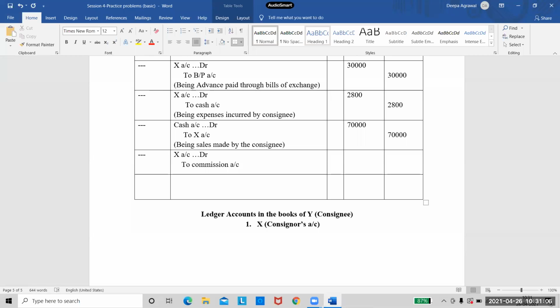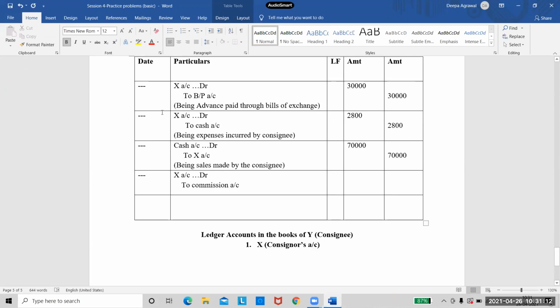So remember here, there is one difference between other entries and the commission entry. If it is advance, we are writing advance to bills payable because we are paying through bill. If it is expenses, we are writing X to cash because consignee is directly paying the expenses. He will get it reimbursed from consignor later. And if it is sales, we are writing cash to X because consignee is receiving the cash and he is selling the goods. Later on, this cash will go to the consignor.